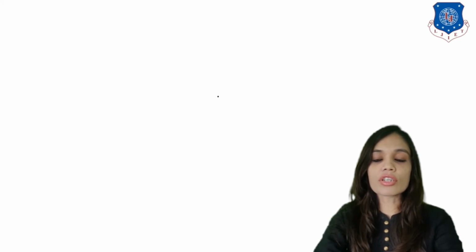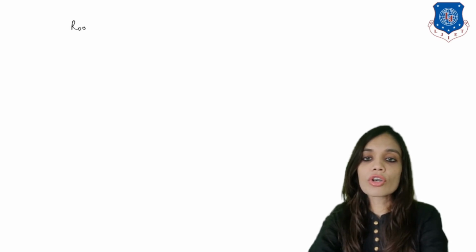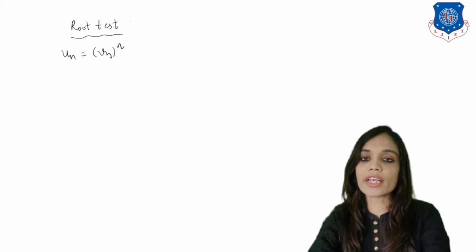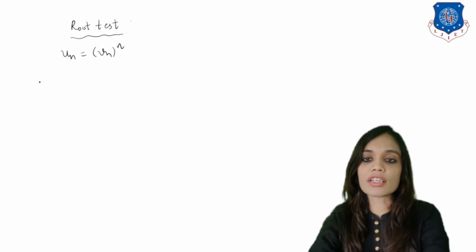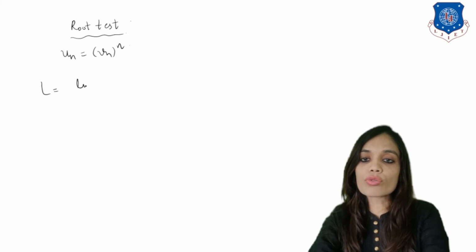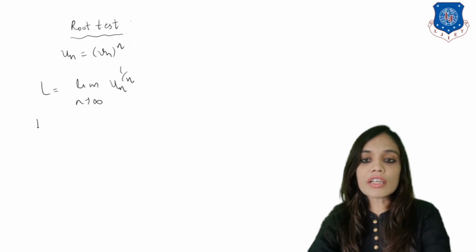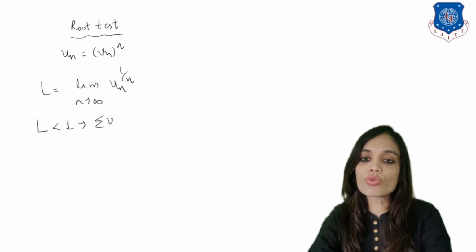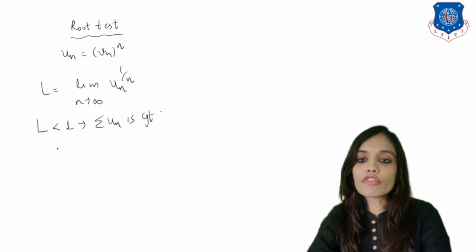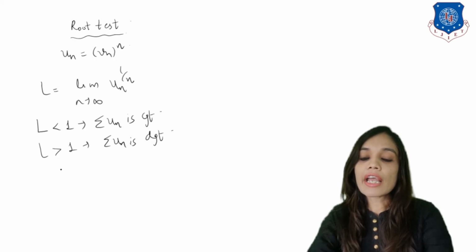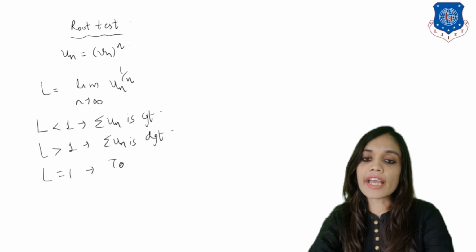Okay. So in today's session, we have studied firstly which test? Root test. Right? So if your question is in the form un equal to bn whole raised to n, then you will apply which test? Root test. In this you have to find L equal to limit n tends to infinity un raised to 1 upon n. Here if L is less than 1, then our series un is convergent. If L is greater than 1, then our series un is what? Divergent. And if L is equal to 1, then our test fails and we have to apply some other test, right?